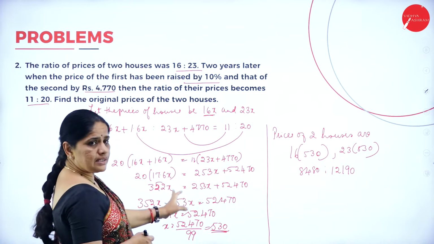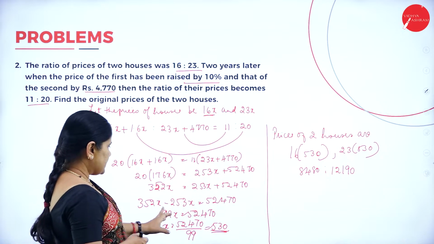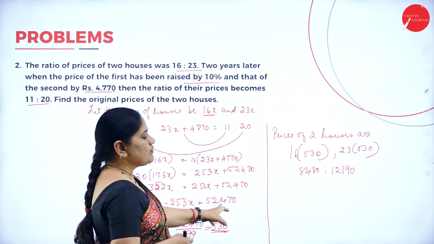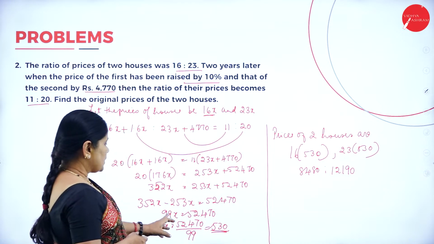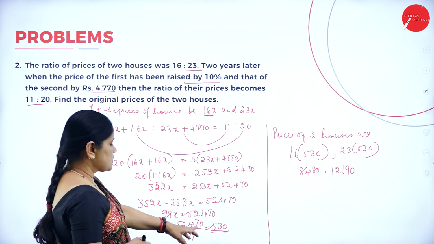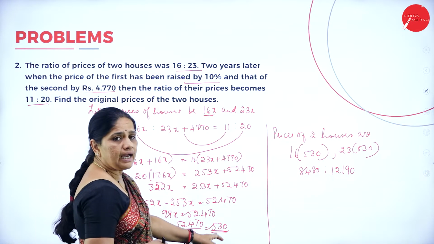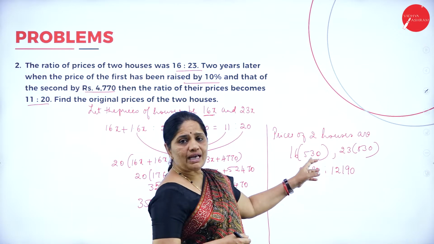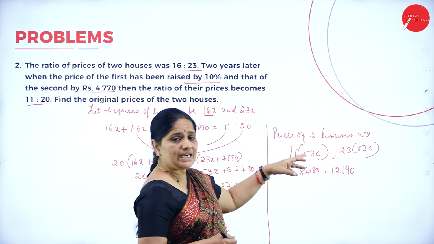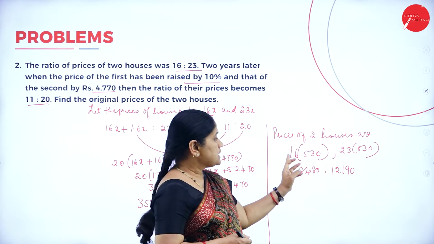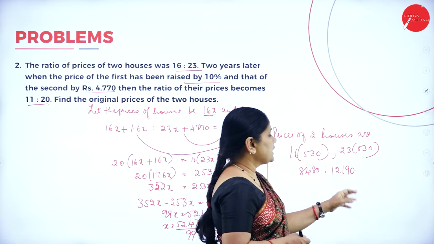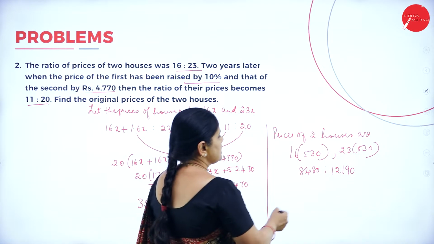When I simplify this, I bring this to the left hand side of the equation. So 352x minus 253x equals 52,470. So 99x equals 52,470. X equals 52,470 divided by 99. I get 530. Now x value is 530. The ratio of the houses is 16x and 23x, so 16 into 530, I get 8,480, and 23 into 530, I get 12,190. So this is the answer.